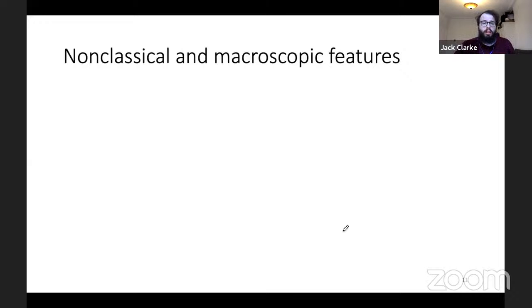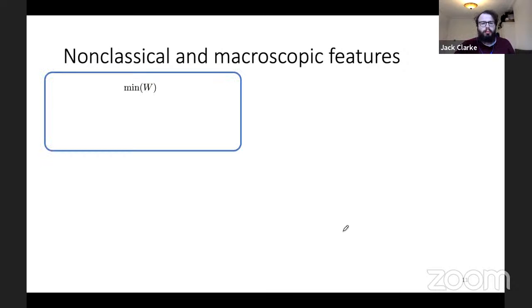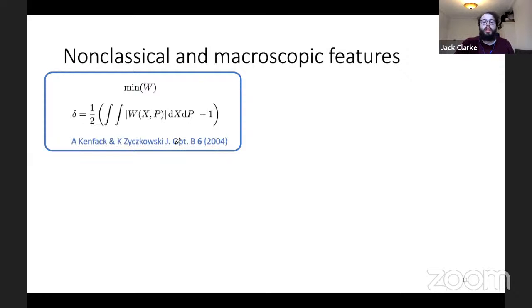is non-classical and macroscopic features of these states. These are the metrics we want to track with step size. So the non-classical features we look at are the minimum of the Wigner distribution and also the total negative volume. So we can quantify how much Wigner negativity we have, which tells us how much we're deviating from a classical probability distribution, which should all be positive in X and P.